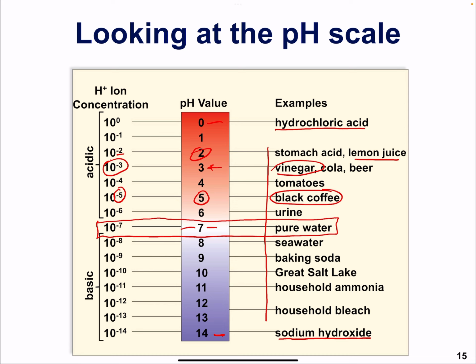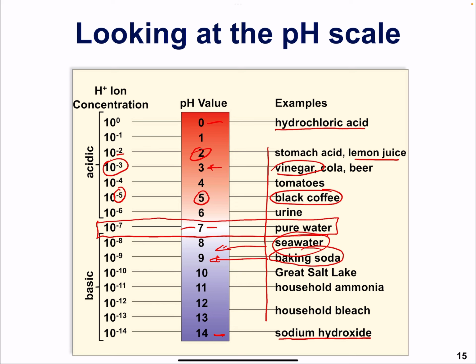Now we can make solutions and design whatever pH we want. In the basic end of the spectrum, seawater, for instance, has a pH that is around 8. This is basic. Baking soda that you commonly use has a pH that is around 9. Okay, just to give you an idea.